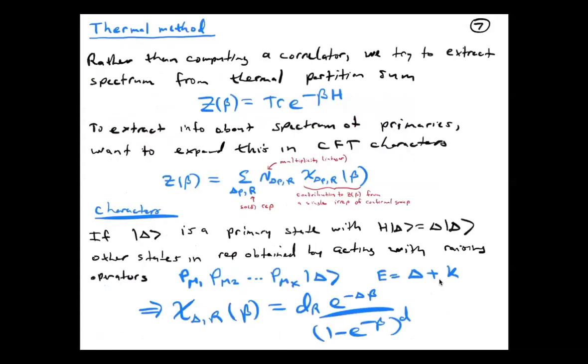So the method here, as I mentioned before, is we're going to just compute the thermal partition function. So we'll look at global AdS at finite temperature beta. As usual, it means compactifying, identifying imaginary time with period beta. And so we're going to compute Z of beta, the trace of e to the minus beta H. And of course, this captures the spectrum of energies. Z of beta, you can expand it and you get the spectrum.